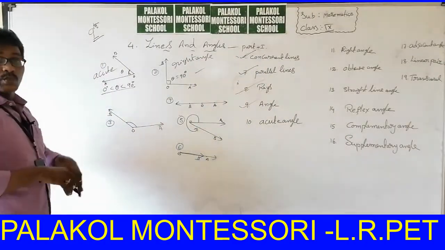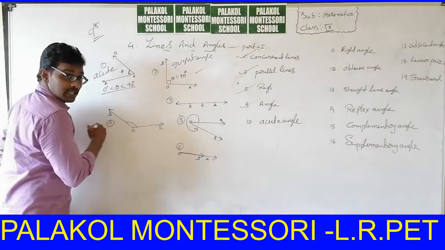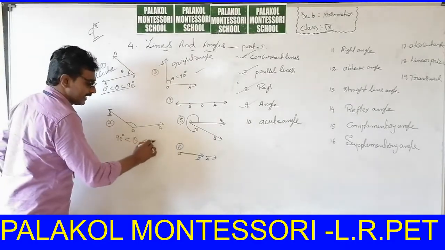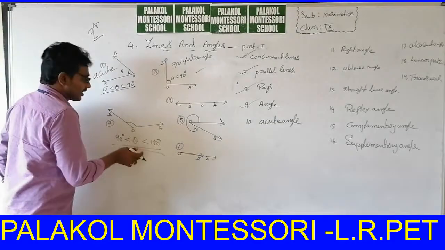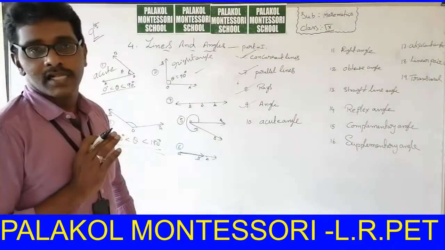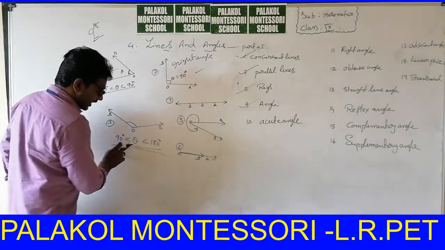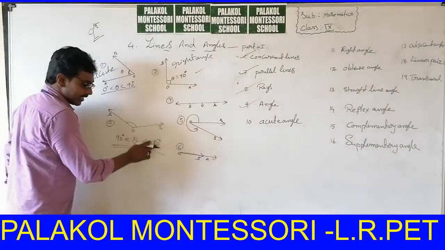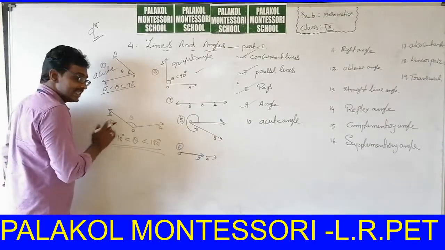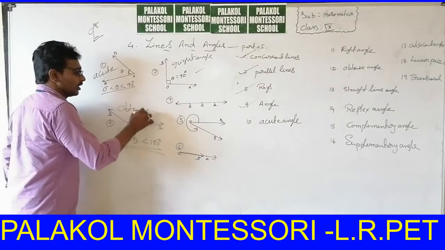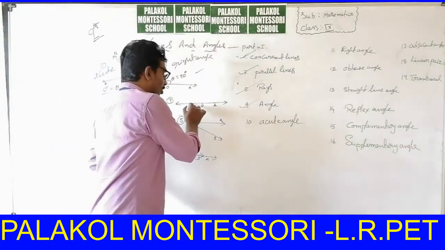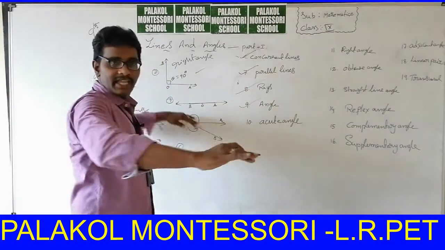Next one, which angle is above 90 degrees and below 180 degrees? Please, guys, keep these limitations in mind. For 10th class, these limitations are very useful in trigonometry. So 90 degrees is less than theta, less than 180 degrees. That means this angle is above 90 degrees and below 180 degrees. That is called an obtuse angle. Now this one, AOB, is in the form of a straight line.